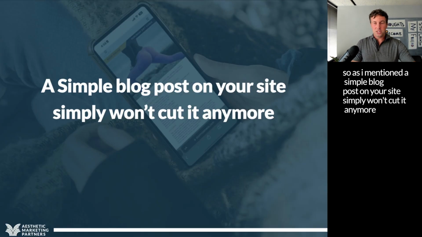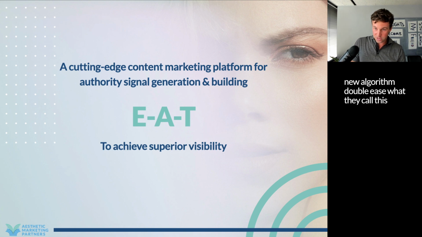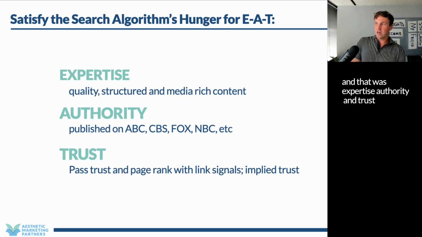So, as I mentioned, a simple blog post on your site simply won't cut it anymore. And what I mean by that is that with this new algorithm, double E is what they call this. Originally, oddly enough, it was just EAT, E-A-T, and that was expertise, authority, and trust. Trust is the main thing that Google wants.